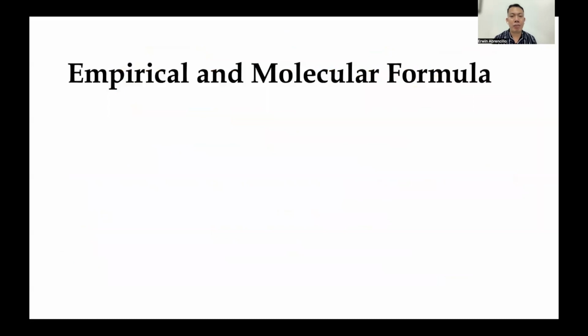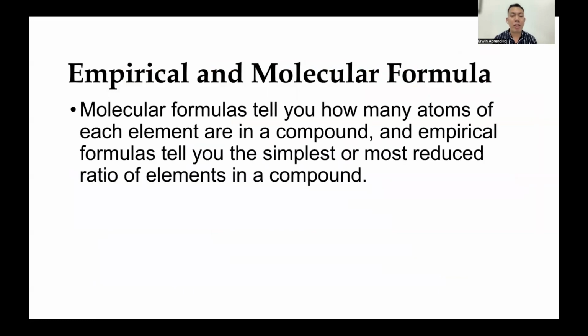So this is the last part of our discussion. We have here the empirical and molecular formula. Of course, these are chemical formulas that we usually use in chemistry subjects or the chemistry laboratory. Molecular formulas tell you how many atoms of each element are in a compound, and empirical formulas tell you the simplest or most reduced ratio of elements in a compound. So both are chemical formulas. One is actual, which is the molecular formula, and one is reduced, which is the empirical formula.